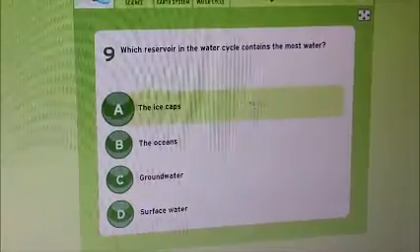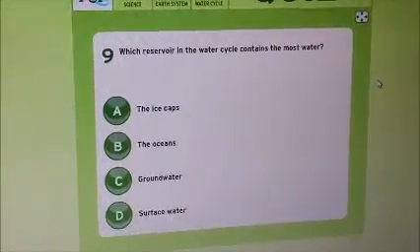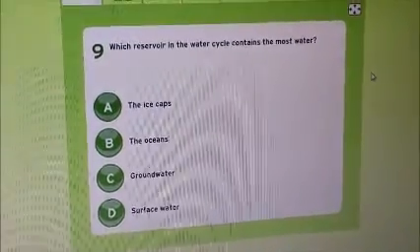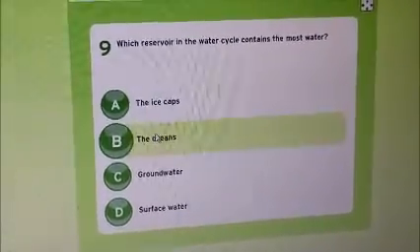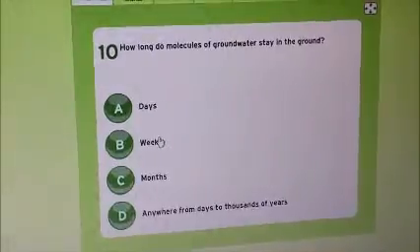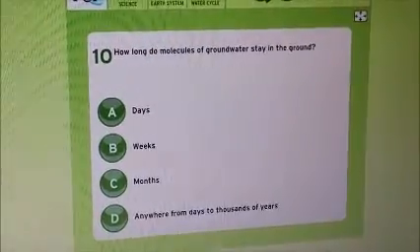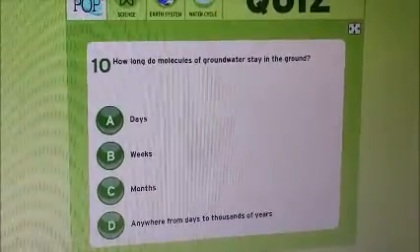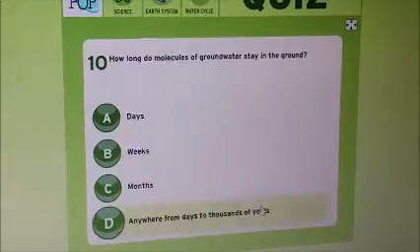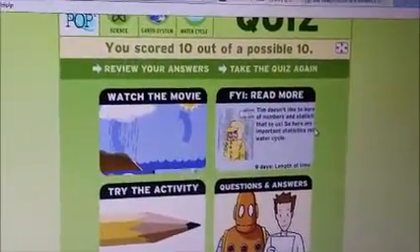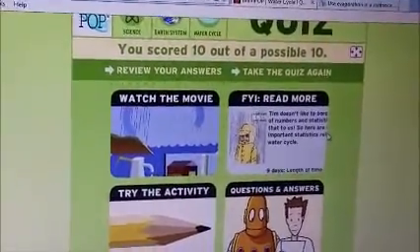Which reservoir in the water cycle contains the most water? Is it a lake or an ocean? Ocean. Very good. All right. And how long do molecules of groundwater stay in the ground? Is it for thousands of years or is it for a few days? 1,000 years. Very good. All right, let's check our results. And we got 100. Very good. Good job, guys.